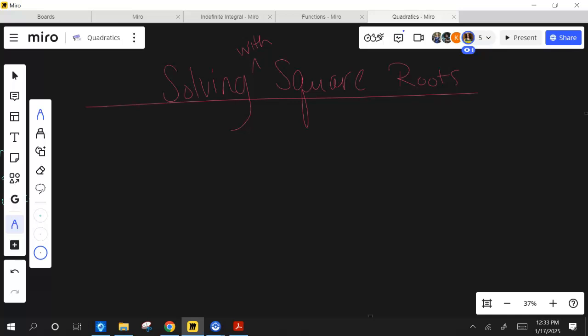Solving with square roots. This is a whole other thing. Remember, the whole rest of this unit is all about what, Jonathan? Okay, this is new. It's a new one. Okay, so I should put it on a different page.